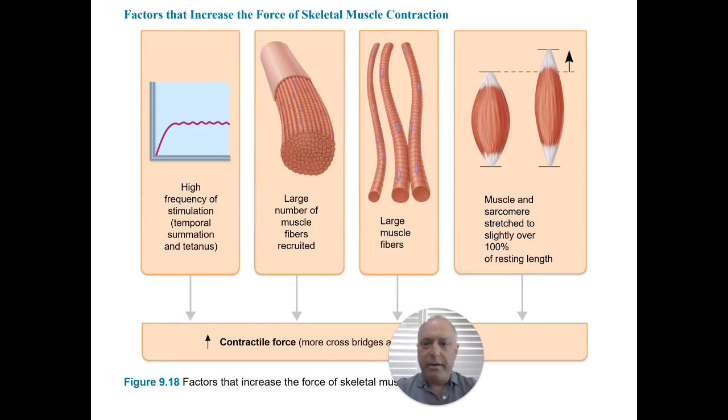Okay, so factors that increase the force of skeletal muscle contraction. There's high frequency stimulation, which is just contraction and contraction and contraction without relaxation. You can get tetanus that way. There's recruitment, so larger numbers of muscle fibers can be recruited. The fibers themselves can hypertrophy to get larger. This would also help contraction.